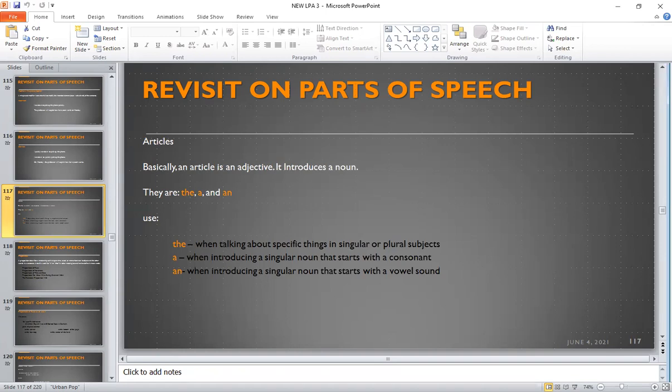So also you guys, you have to be careful with that. Those are just simple things, but it makes an impact. That's why you have to be careful. Again, you use a if the noun starts with a consonant, and then you use an if it starts with a vowel, right?